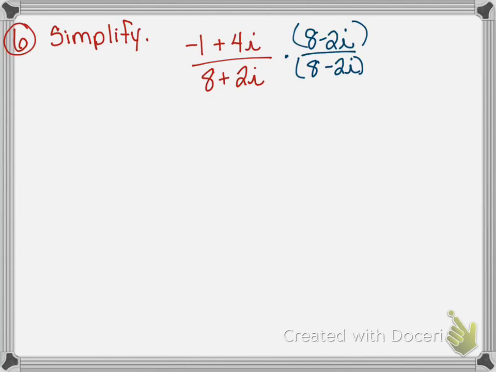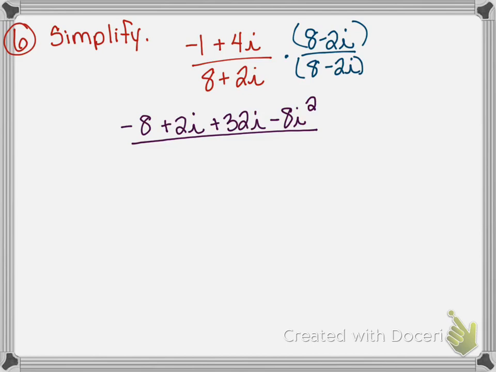So I have negative 1 times positive 8, and that's negative 8. Then I have negative 1 times negative 2i, so I have positive 2i. I have 4i times positive 8, so that's positive 32i. Then I have 4i times negative 2i. That is negative 8i squared. And so we've got several things that we need to simplify on the numerator. Hopefully you caught a couple of those things. We're going to go ahead and FOIL the denominator, and then we'll come back and simplify.